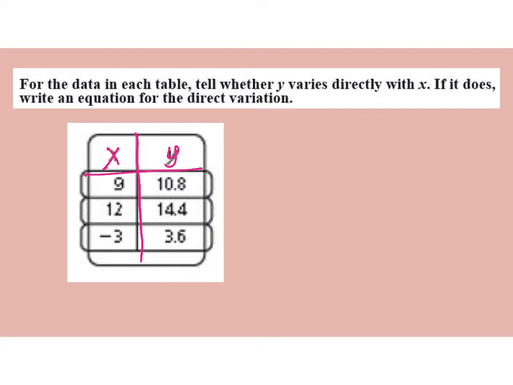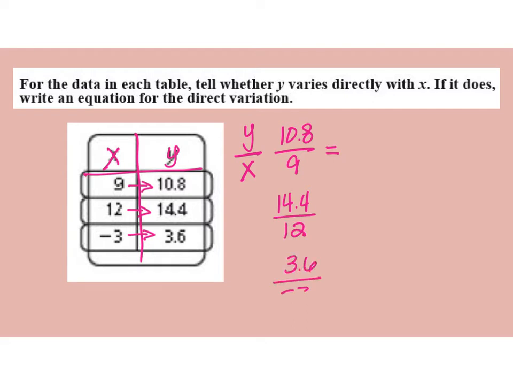So if you watched the video last night, I talked about how you want to be able to know if you can multiply across the table. In order to check that, we actually have to divide. We're going to set up the ratio of y over x for each of these ordered pairs to see what the rate is that it's being multiplied by. For the first one, we're going to do 10.8 over 9. Then we'll do 14.4 over 12. And then 3.6 over negative 3. And we'll simplify each of these.